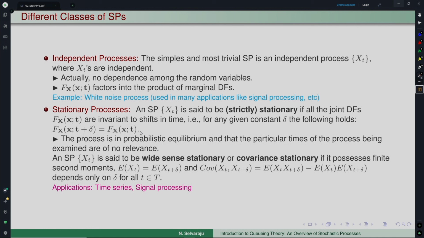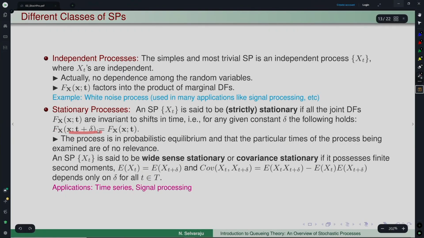It reduces to a great extent the requirement of testing whether the process is stationary, or knowing the FDDs, the finite dimensional distributions. So, basically the process is in some sense in probabilistic equilibrium, and the particular times of the process being examined are of no relevance, like any other time, because whatever distribution I am going to have at time t, 5 units down the line or 4 units prior to that I would have had the same distributions. This is what we call stationarity in the strict sense, because we require this to be in terms of distributions.